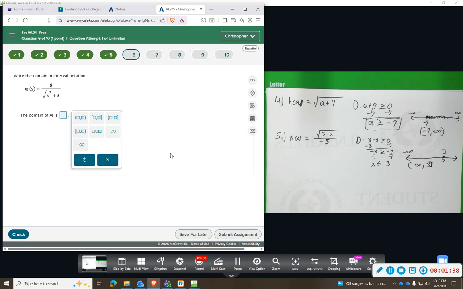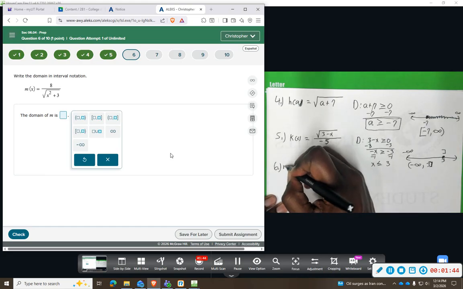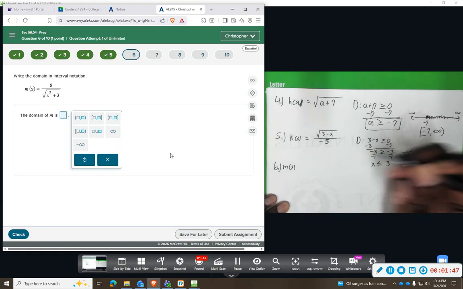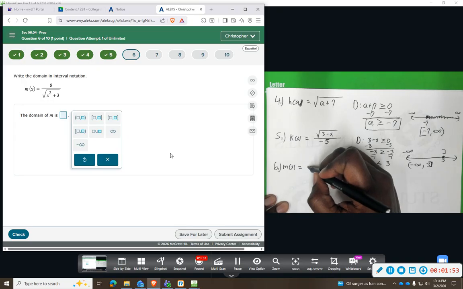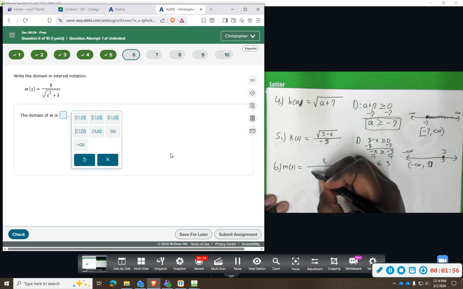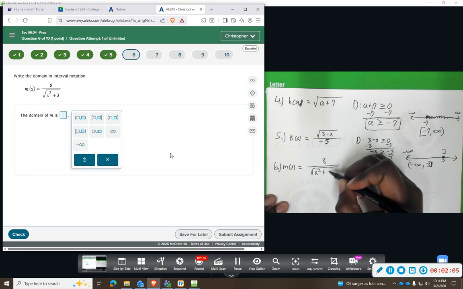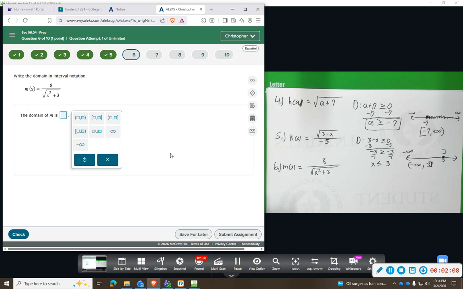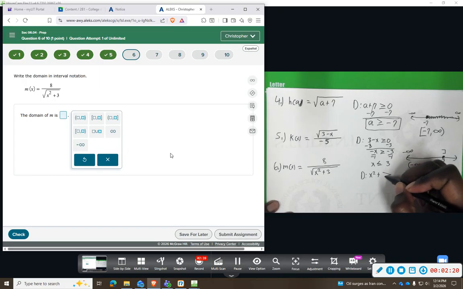Okay, number 6, we have a mix. We have a rational function with an even radical in the denominator. So we've got to put the two restrictions together. Eight divided by the square root of x squared plus 3. And so the square root has to be greater than or equal to 0.